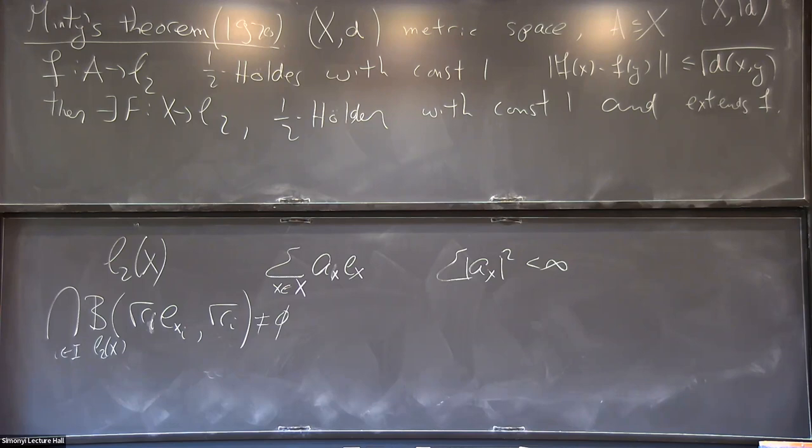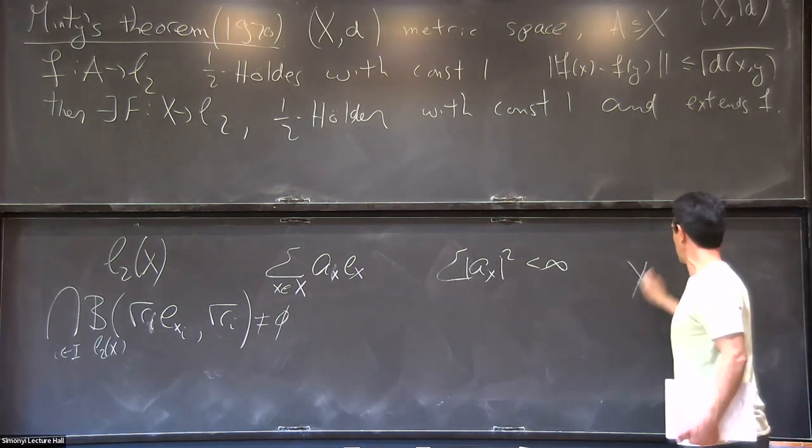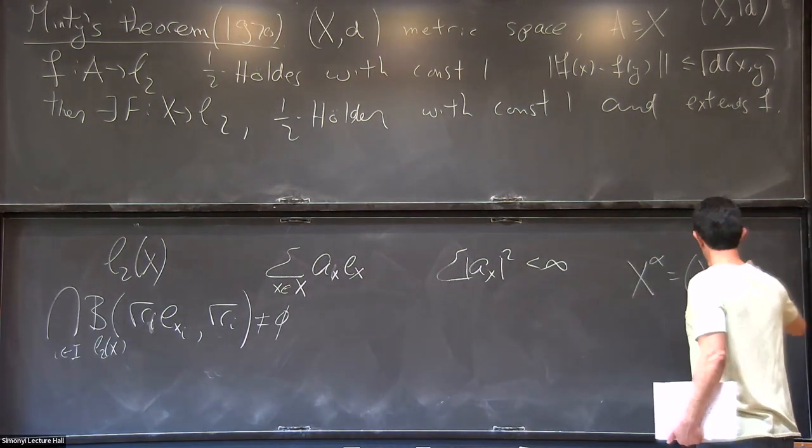So in particular, for every n, this is one, that's n coordinates. Now we also know that, let's call this x to the 1/2. So for 1/2, x to the alpha is the metric of this metric.